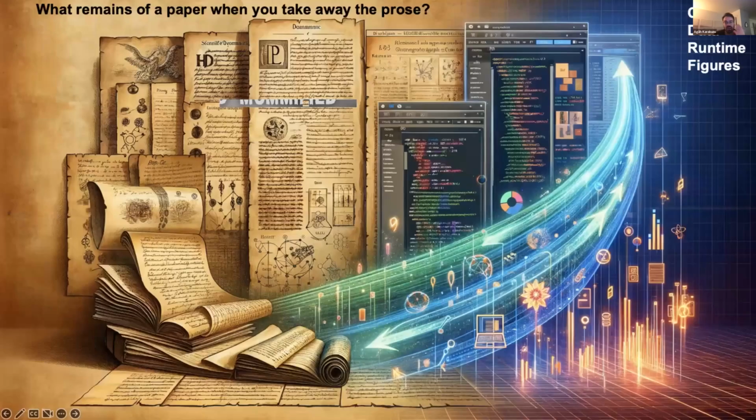So I hope this was convincing why PDFs are just haunted mansions for code and data, which makes me think about the question: what remains of a paper if you take away the scientific prose? So I guess, as nicely illustrated by DALL-E, code, data, runtime, and figures remain after you take away the text.